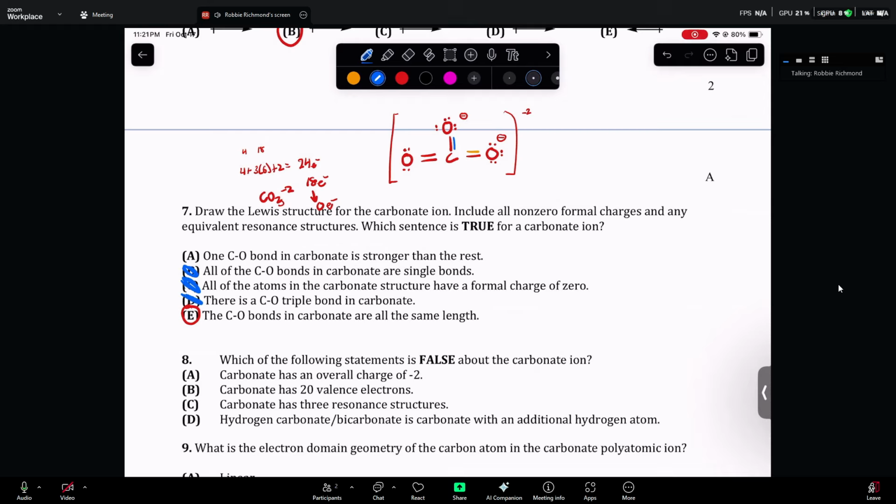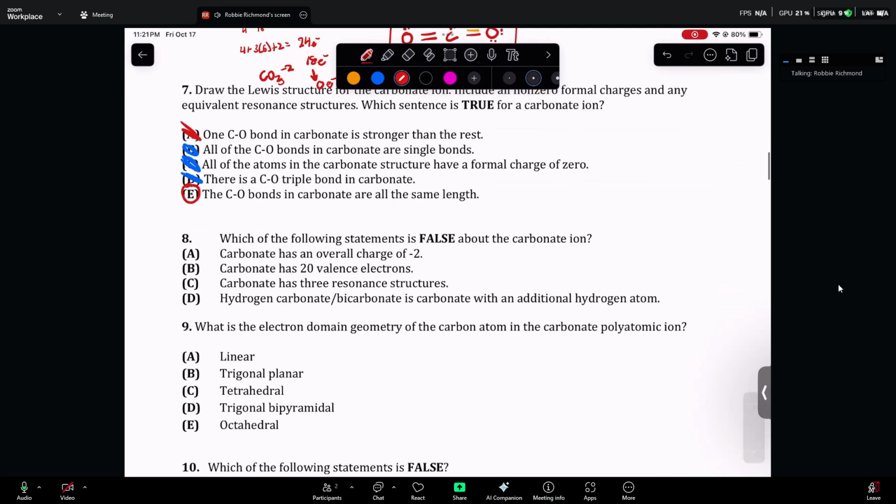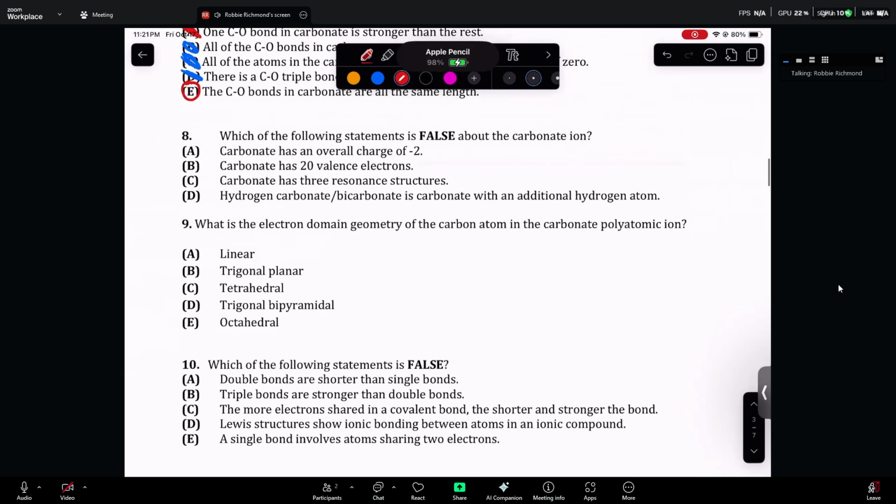And A is wrong because remember, we just talked about this. All of the CO bonds act as an intermediate between a single and a double bond. There's no one oxygen consistently acting like a double bond, aka stronger than the rest. It's all equal, all in that 1 to 2 range of bonding. So that's why answer choice E is correct by process of elimination.